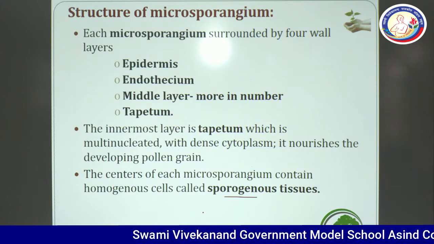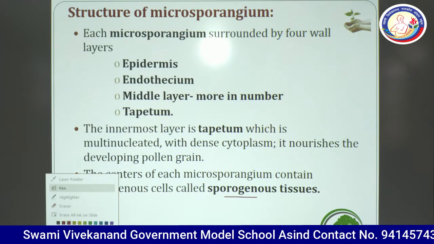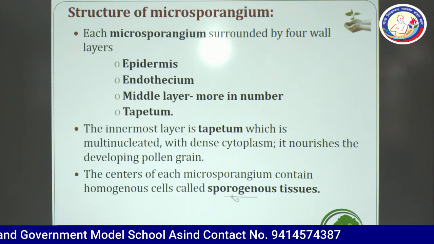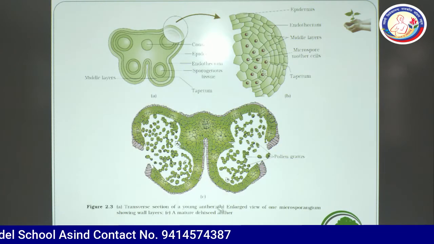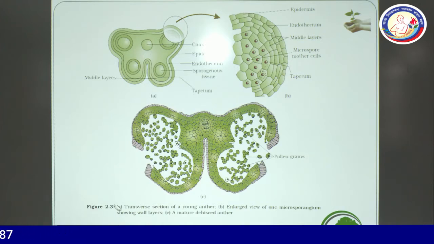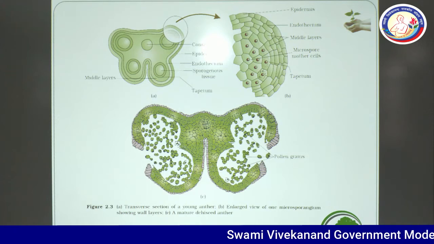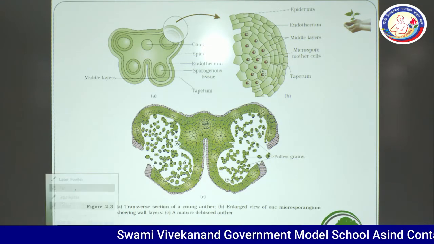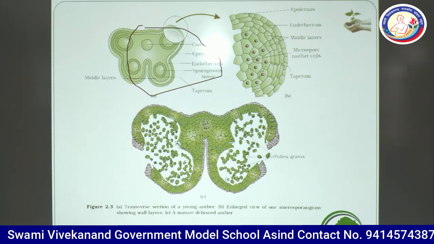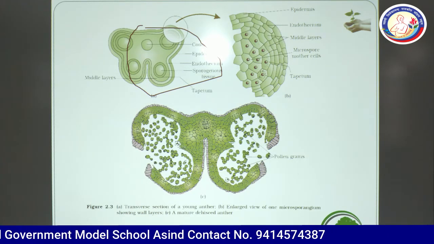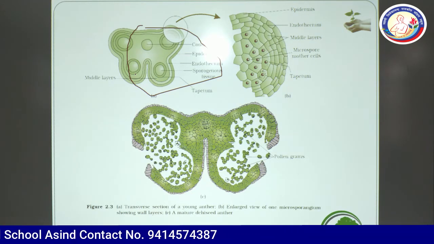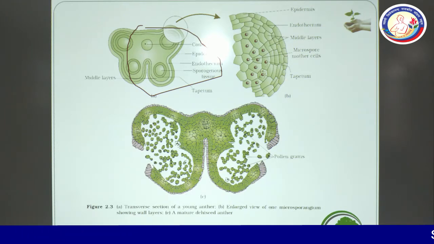It will participate in the microsporogenesis. Now have a look. This is figure number 2.3 of your book, and we can say this is the transverse section of the stamen. Here you can see these 1, 2, 3 and 4. There are 4 microsporangia present in this structure, and this one is basically connective tissue.